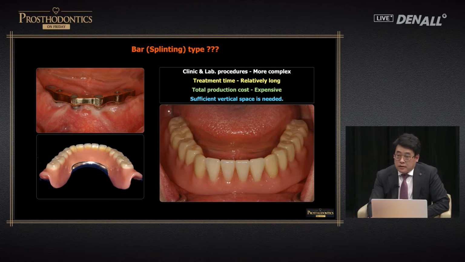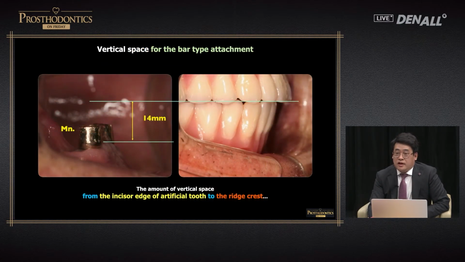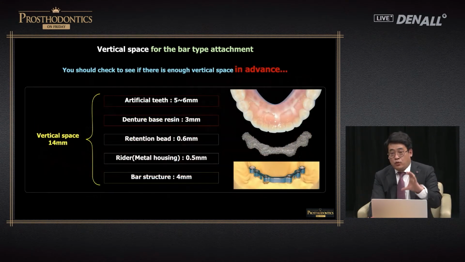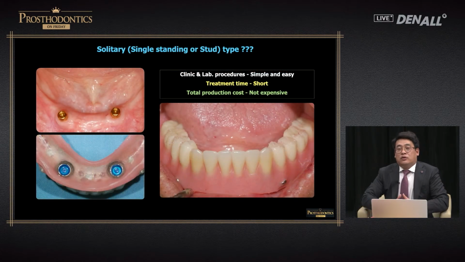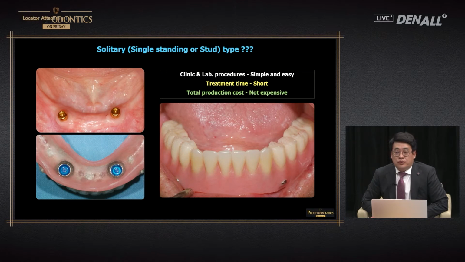And bar type requires a lot of space, so a lot of clinicians don't really like it. As shown, a lot of space is required. On the other hand, with implant overdenture using solitary or single standing attachments, the lab and clinical process is comparatively simple, the treatment period is short, and the fabrication cost is low. You can choose like this.